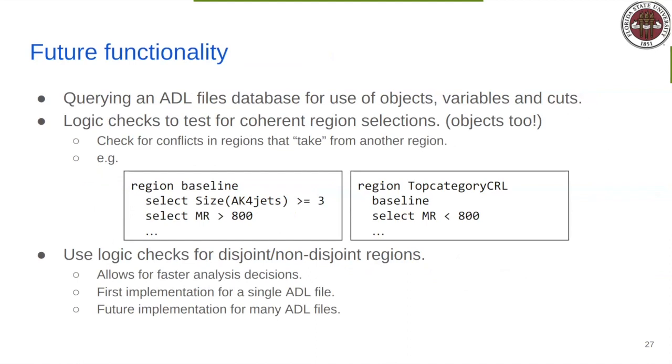We have some other big future plans in the works. So one of the things that I briefly mentioned before is that it'd be useful to make logic checks between objects that take from another object. We can use logic tools to automate this. Similarly, region coherence can be checked. And we can use this same idea to help us do something that I think would be very impactful for future experiments, which is the automation of an analysis of regions, to check to see if they're disjoint or non-disjoint.